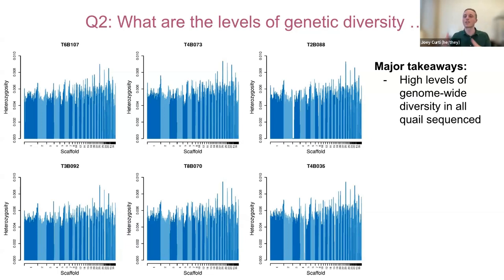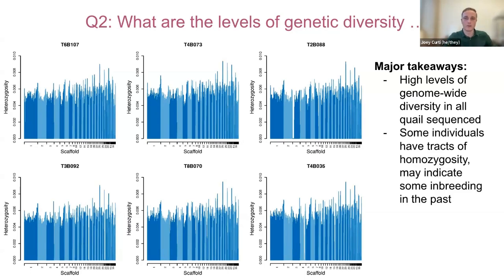We'll contextualize it in the next slide compared to other birds, but these are really, really high levels of diversity, which is a good thing. We also see, though, that there is some evidence of these runs of homozygosity here. We can see one large one right here and one small one right here, which might indicate that in the far past, these individuals did have some interbreeding or inbreeding with individuals that they're closely related with.